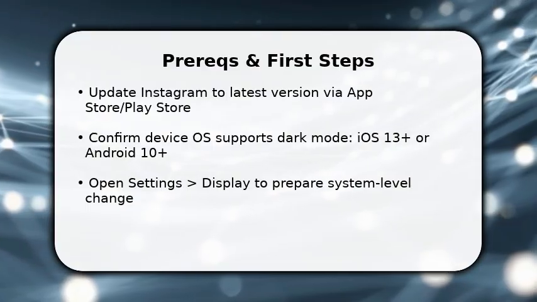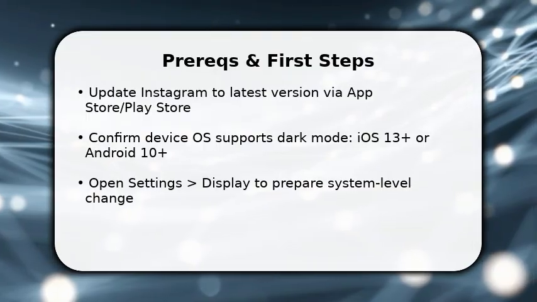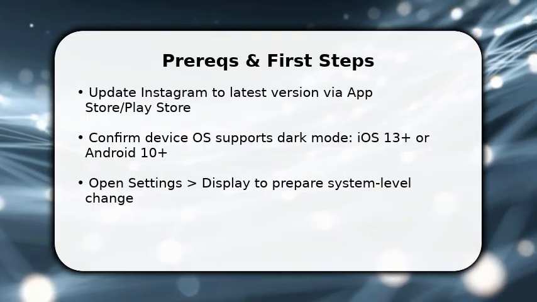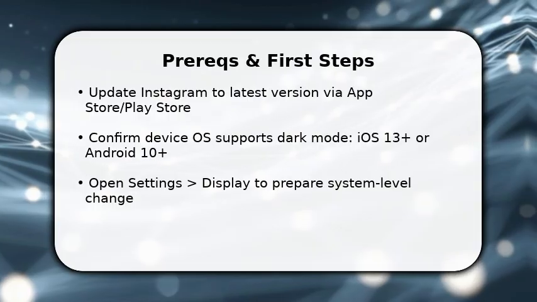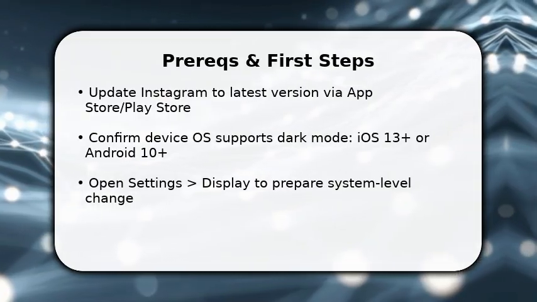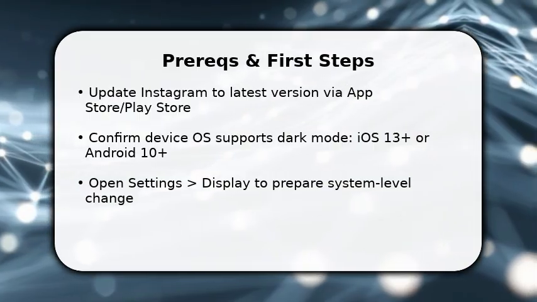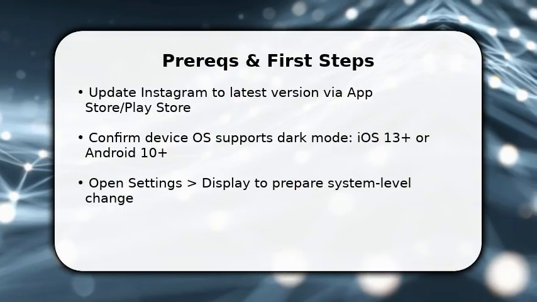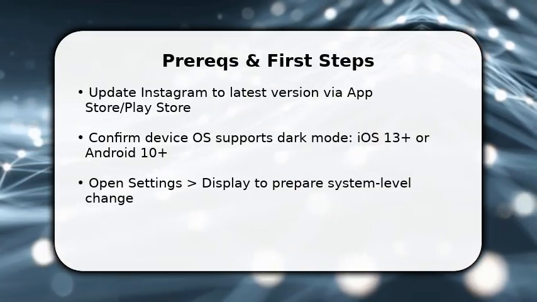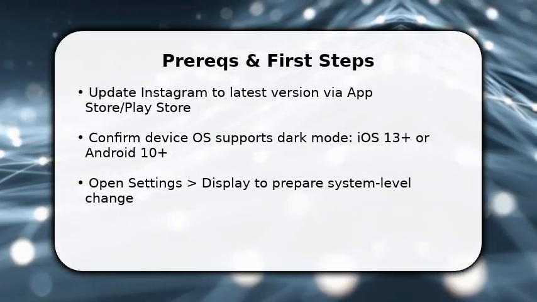You start now. Make sure Instagram is updated and your phone runs iOS 13 or Android 10 or newer, because the only reliable method uses the system theme. Once updated, go to your device settings and open Display Options. You do this first so Instagram can inherit the system appearance. Without that, the app won't switch.